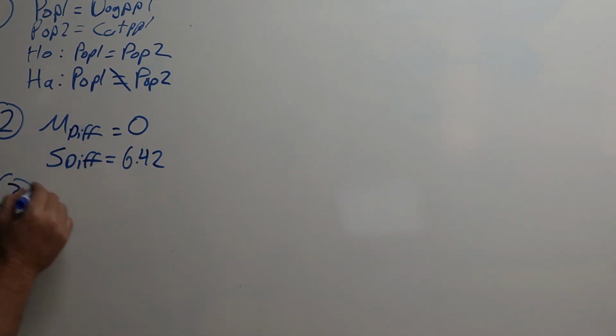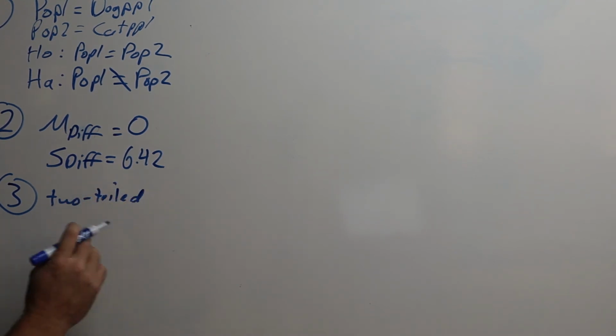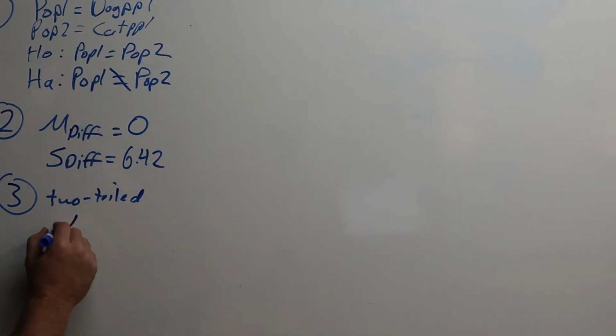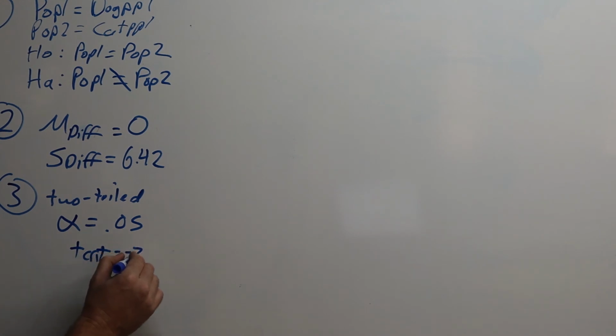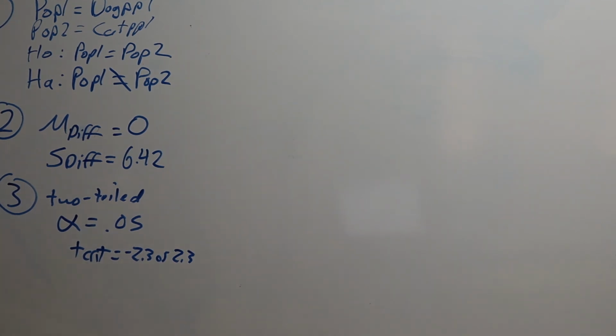Step 3. We said this is a two-tailed test. Why? Because we didn't know if cat people or dog people would be more or less depressed. So we put a two-tailed test. We used a 0.05 alpha level. And we determined the T critical was a negative 2.3 or 2.3 positive. We have those. Now, step 4.